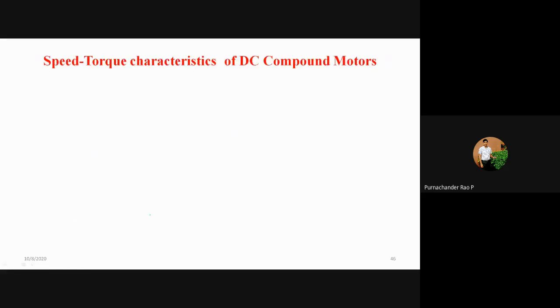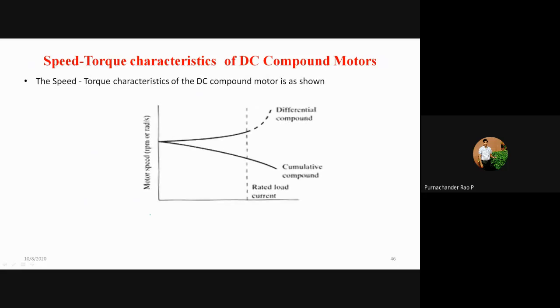Now, we'll have the speed versus torque characteristics. This is also similar, because this is operating as a motor. As the load increases, the armature current increases, and therefore the speed of the machine increases. So it increases in this direction like this.